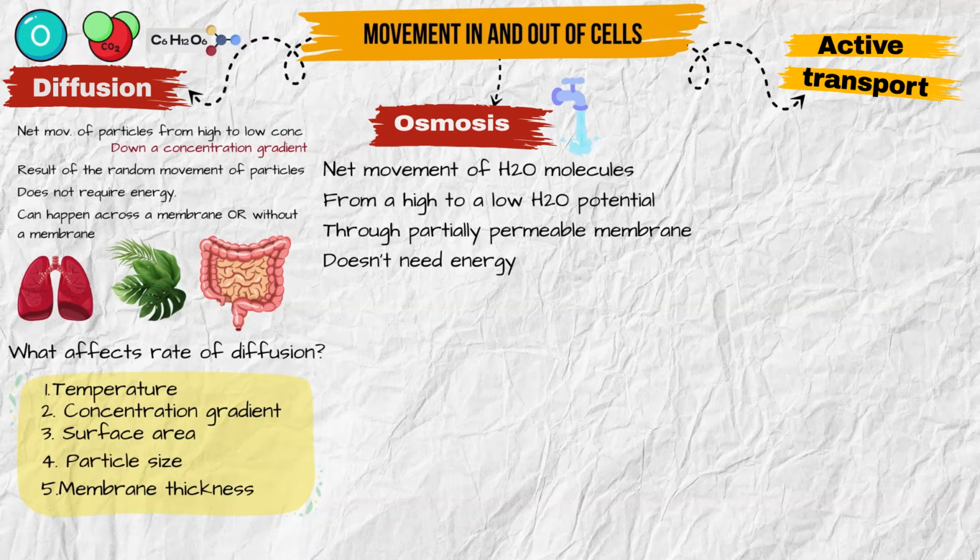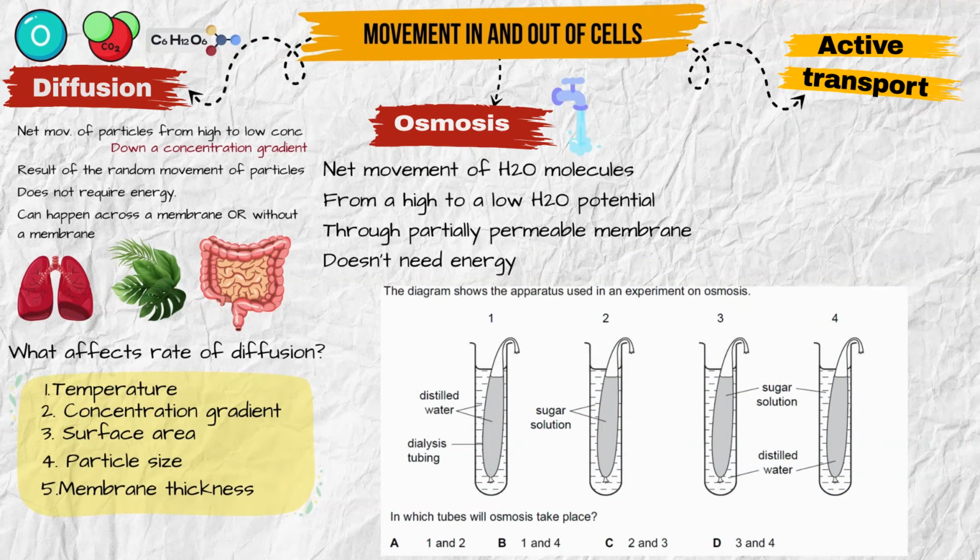Now let's practice how to use this definition in solving questions. In this example, they give you different setups with dialysis tubing, and they ask, in which tubes will osmosis take place? So, they're asking about osmosis, which means movement of water. What drives this movement? The water potential gradient. So, you look for setups where one side has solute and the other side has water. If both sides are solutes of the same concentration, or both are water, there's no gradient, so no osmosis. Apply this logic and you'll exclude tubes 1 and 2. The correct setups are 3 and 4, so your answer is D.